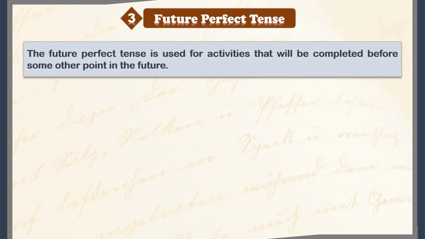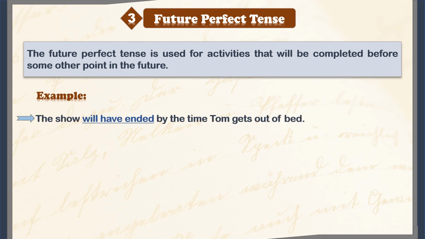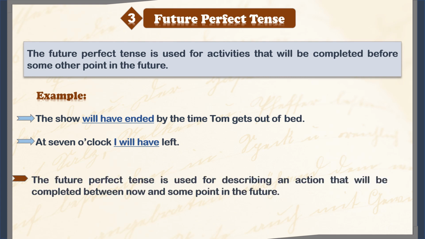Now let us see the third aspect, which is future perfect tense. The future perfect tense is used for activities that will be completed before some other point in the future. For example, the show will have ended by the time Tom gets out of bed. Example 2. At 7 o'clock, I will have left. The future perfect tense is used for describing an action that will be completed between now and some point in the future.